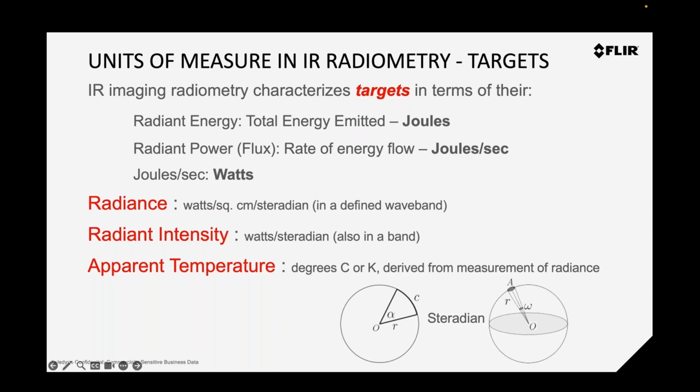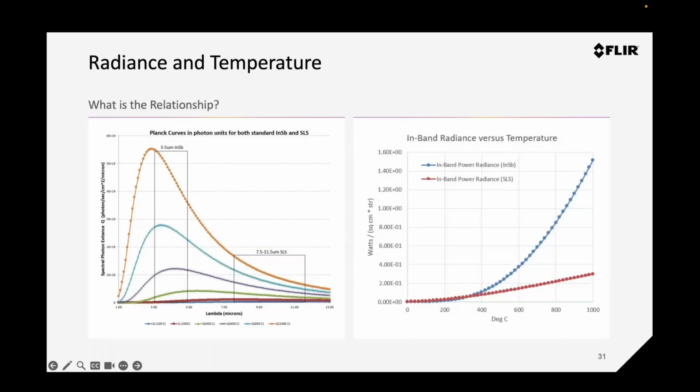Finally, this is the one that most people end up seeing and caring about, apparent temperature. It's the easiest term to understand, and apparent temperature is typically expressed in Celsius or Kelvin, and it's based on the radiance. Once you have a radiance calibration, you can usually also determine the apparent surface temperatures for many types of targets. So, how do you get from radiance to temperature?